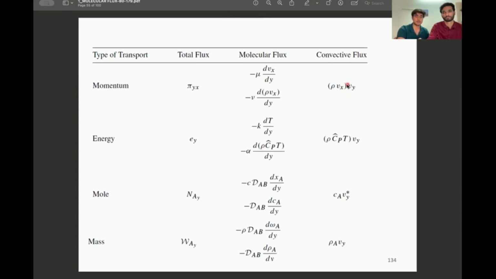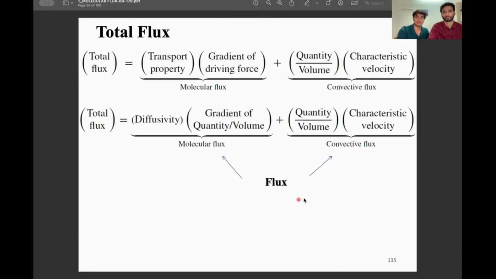The quantity per unit volume we have derived in the earlier cases, similarly for heat, for mole, and for mass. Moving on. Now these are the fluxes we know, molecular flux and convective flux. Now let's talk about the ratios.